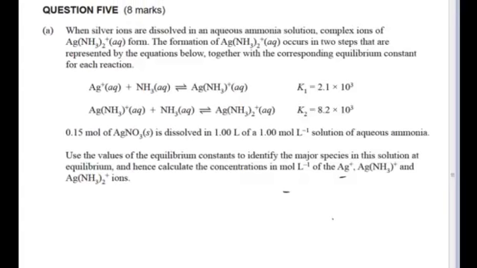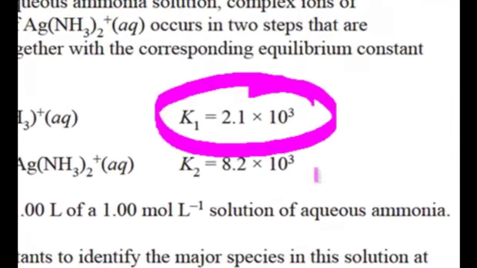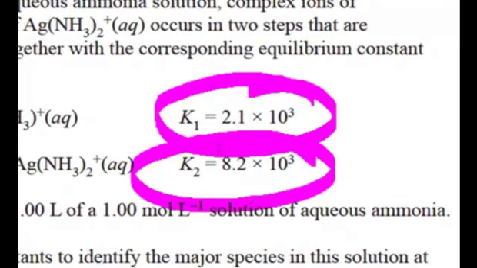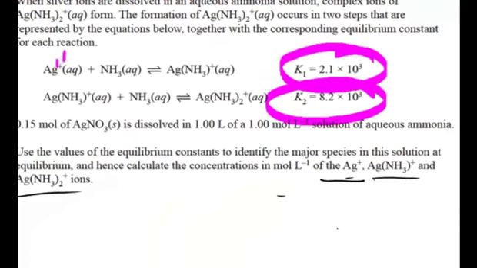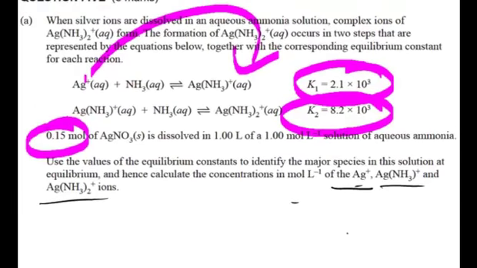Okay, this question's asking us to basically identify the concentrations of the silver, this complex here, and this other complex here. And having some understanding of equilibrium helps. These equilibrium constants here are very large, so we can assume if we know the concentration of the reactant that it's effectively going to get converted into product. And as we know that starting concentration is 0.15 from here, we'll have 0.15 of here.